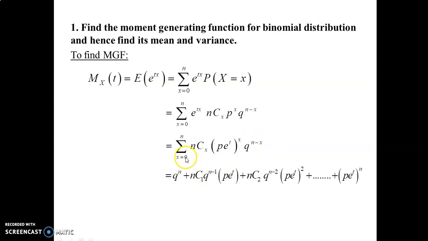Next, apply x = 1: nC1 q^(n-1) p e^t. Plus x = 2: nC2 q^(n-2) (p e^t)^2, plus etc., plus x = n: nCn is 1, and (p e^t)^n, here q^0 is 1. This form is (a + b)^n, so it can be written as (q + p e^t)^n. That is the MGF: M_X(t) = (q + p e^t)^n, the moment generating function for the binomial distribution.